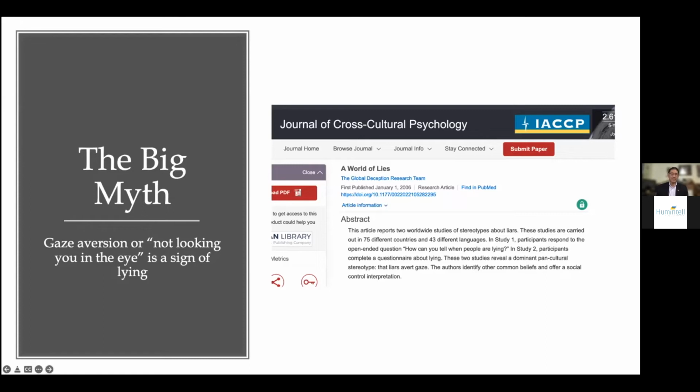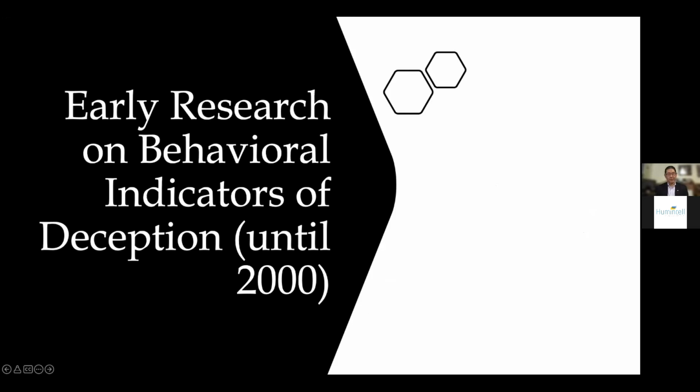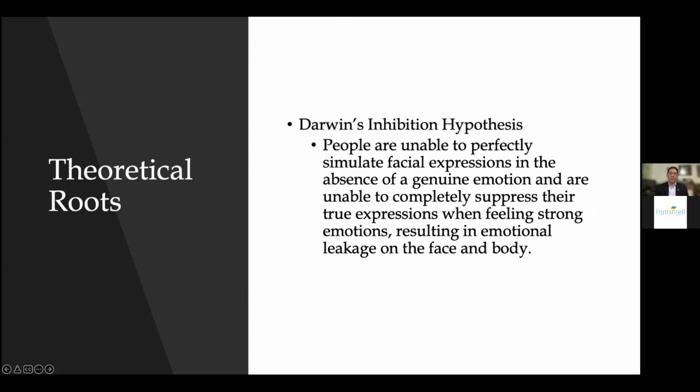I'd like to spend a few minutes talking about early research on behavioral indicators of deception until 2000 or so. And I would be remiss if I didn't mention some of the roots of these thoughts, that there are some behaviors that can be indicative of deception. Of course, one can look at philosophers from thousands of years ago who have mentioned these kinds of things. But in modern-day science, the roots of the concept that there are behavioral indicators of deception start with Darwin.